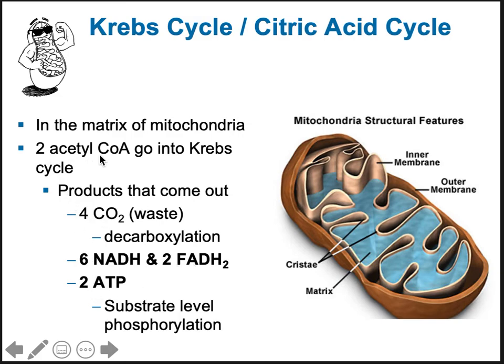But once both of the acetyl-CoAs go through, you get 4 carbon dioxide, 6 NADH, 2 FADH2, another type of electron carrier. So both of these are high energy molecules that are going to the electron transport chain. And then you also get 2 ATP. And this is also made from substrate level phosphorylation. All of these electron carriers, the 6 NADH, the 2 FADH2, plus the other NADHs that we already made, all of those go to the electron transport chain, and we're going to get tons of ATP out of that.